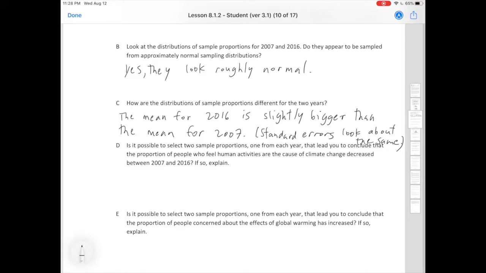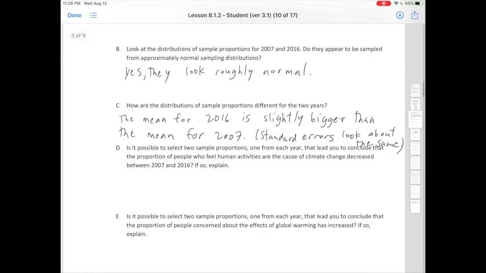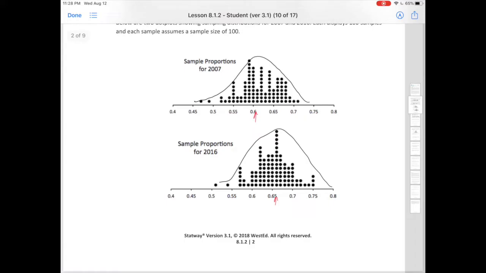Is it possible to select two sample proportions, one from each year, that lead you to conclude that the proportion of people who feel human activities are the cause of climate change decreased from 2007 to 2016? If so, explain. Yes, I would say it is possible, because look, what happens if in 2007 you look at a sample and you get one that's a little high, and then the next time you do a sample in 2016, you get one that's on the lower side. It's easy to conclude that it's gotten smaller, hasn't it? Even though overall that doesn't seem to be the trend here.